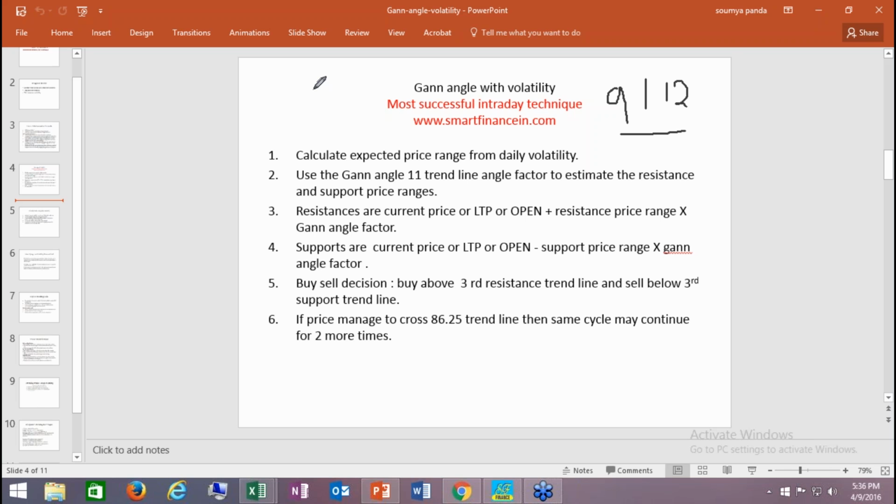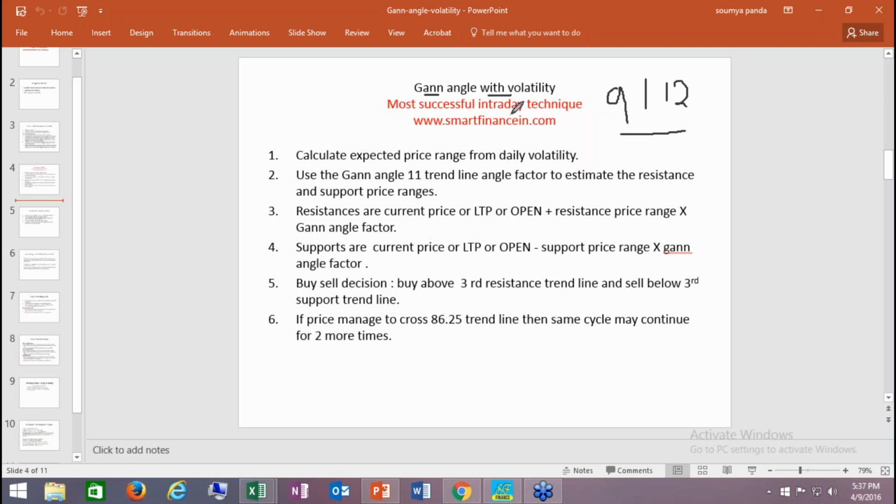However, in the Gann principle, whatever I have authored in my book, the concepts I was able to understand, the same things I have translated in that book with my own innovation. And coming to this Gann angle and volatility, this is my own principle.